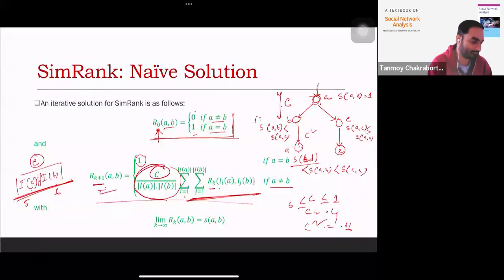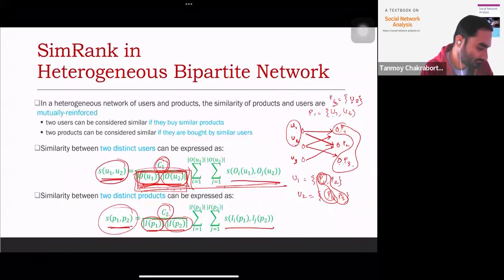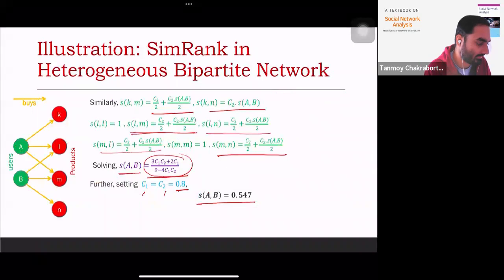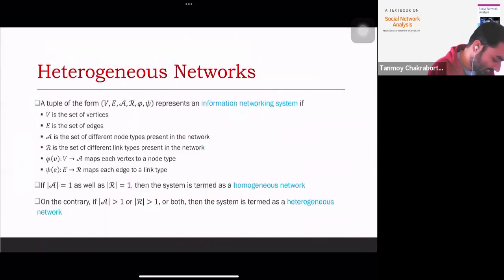Okay. Now this is SimRank, and in the book you will see that there's another example where the derivation of SimRank is given. You can look at it. All right. So now what we will discuss is very interesting. Now this is a very new concept.